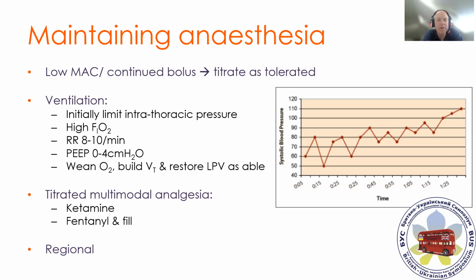For ventilation, initially we limit intrathoracic pressure to avoid collapsing the small vessels on the right side of the heart. We use a high FiO2, a lower respiratory rate and lower PEEP, and then once the bleeding has been stopped and physiology is being restored, we start to wean oxygen, build tidal volumes and restore lung protective ventilation as able. And we give small aliquots of titrated multimodal analgesia.